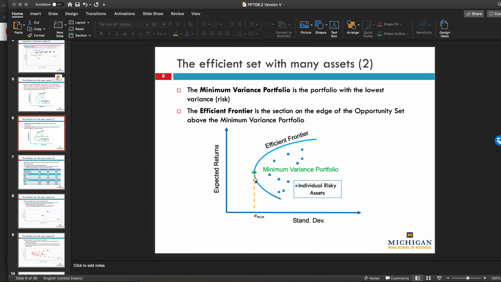This is the minimum variance portfolio. So this is standard deviation on the x-axis. The minimum variance is literally the portfolio that has the minimum amount of variance. And that makes sense because it is entirely on the left side of this curve. So this is also called the efficient frontier, and this is the minimum variance portfolio.